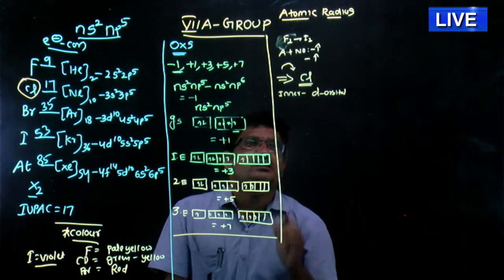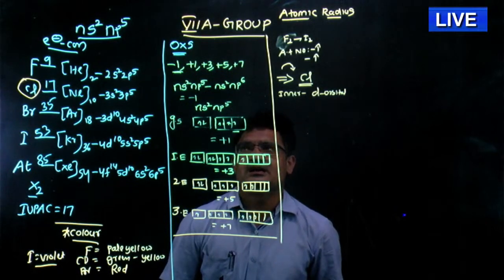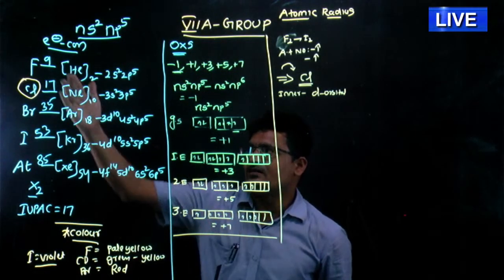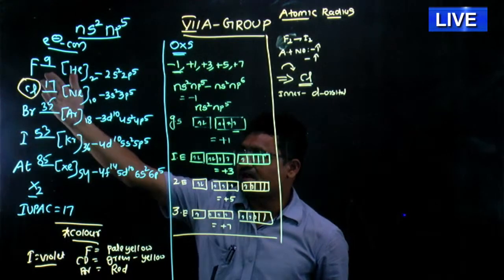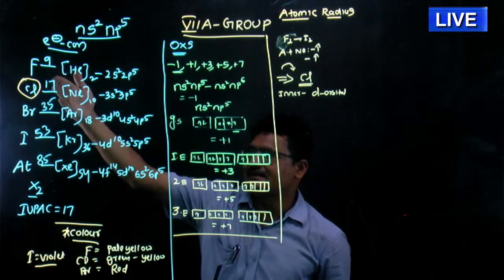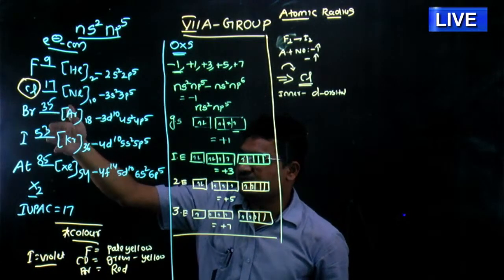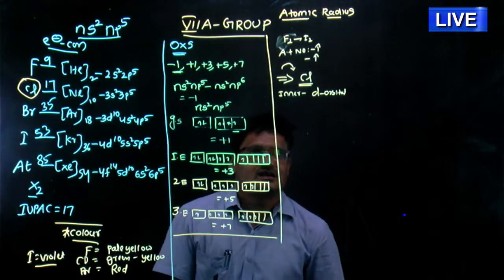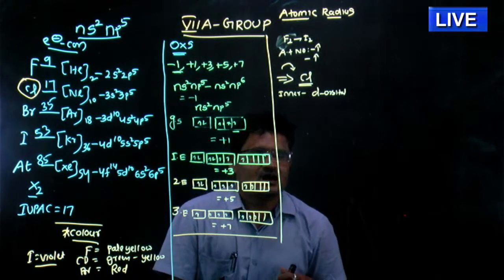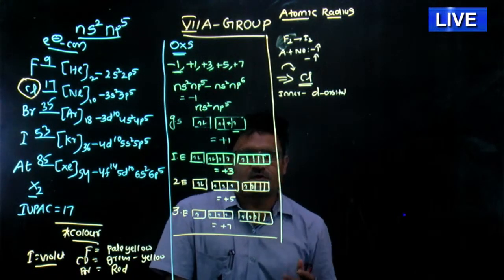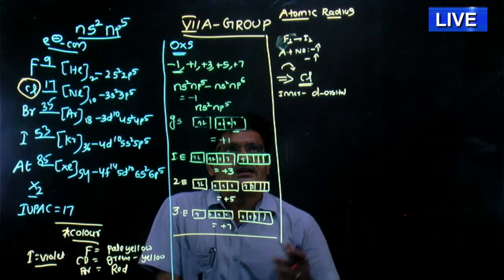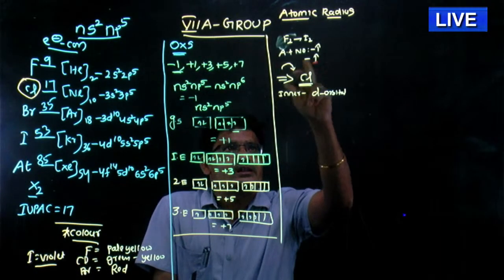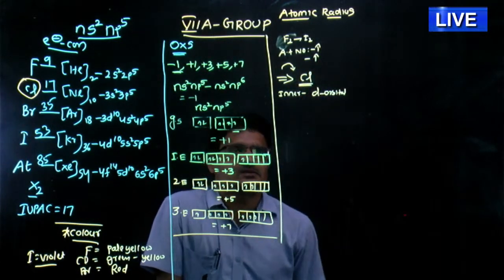So this is what happens to the atomic size, or atomic radius. From top to bottom, the atomic number increases: fluorine 9, chlorine 17, bromine 35, iodine 53, astatine 85. As the atomic number increases, the atomic weight also increases from top to bottom.